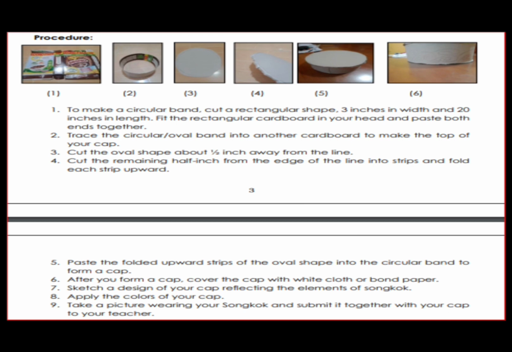Number 5. Paste the upward-folded strips of the oval shape onto the circular band to form a cap. Number 6. After you form a cap, cover it with a white cloth or bond paper. Number 7. Sketch a design of your cap reflecting the elements of the songkok. Number 8. Apply the colors to your cap. Number 9. Take a picture while wearing your own songkok.